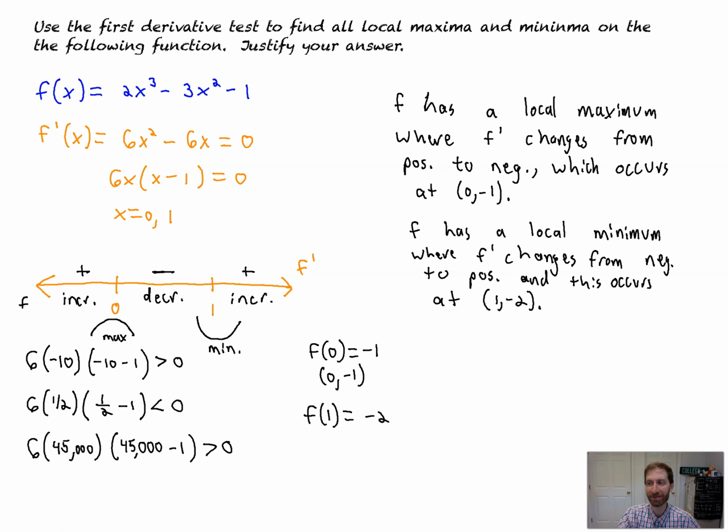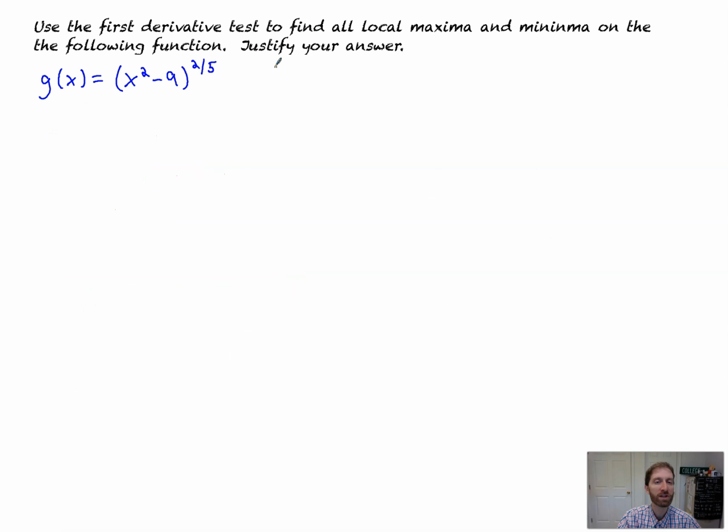Let's go to the next one. All right. So even though it says justify your answer here, I'm only going to do the sign chart now that you guys have seen how to justify it. Use the first derivative test to find all local maxima and minima on the following function. We're going to do much the same way. I wanted to do this one because the derivative's a little interesting.